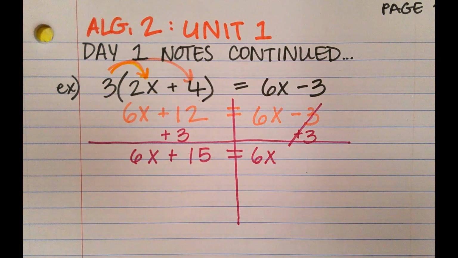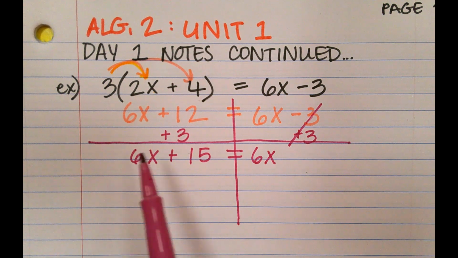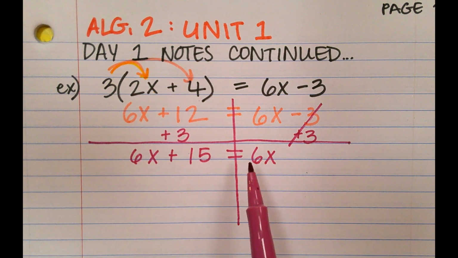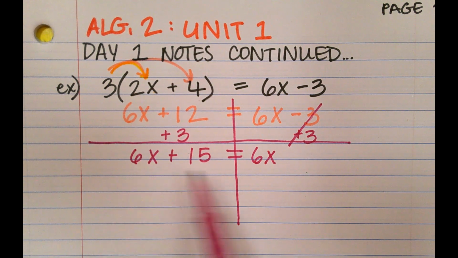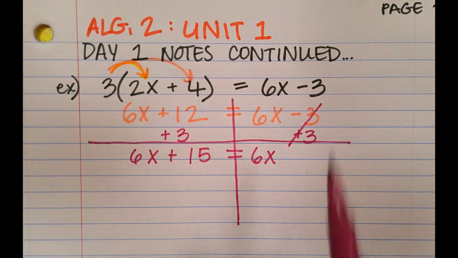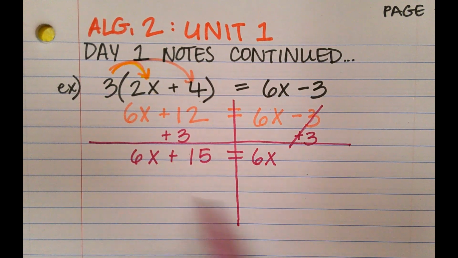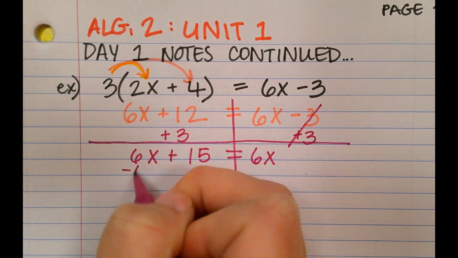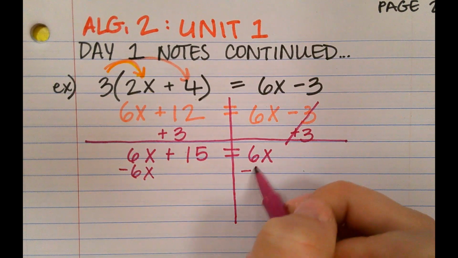Subtract 15? You could, but then you either have 6x plus 15 equals 6x, or you're going to have 6x equals 6x minus 15. Does that not help us? No. You could also, here's another thing that Alexis just said. What if I combine my x's, like I do minus 6x? Let's try that. Minus 6x.